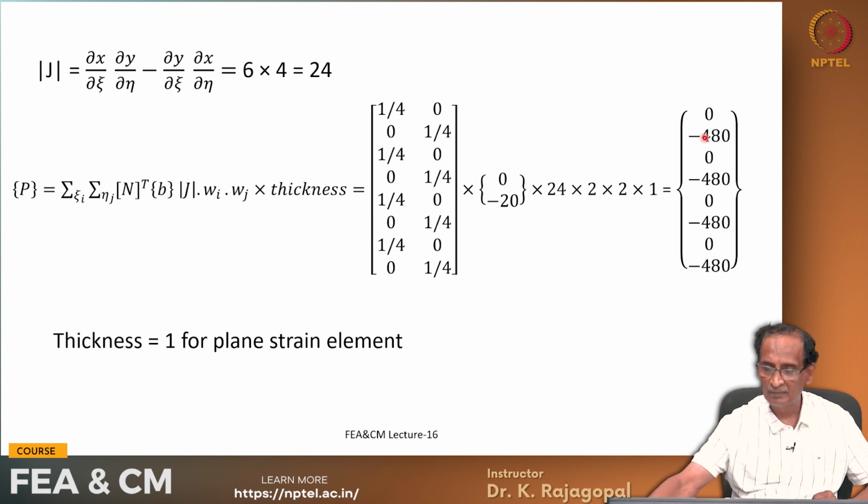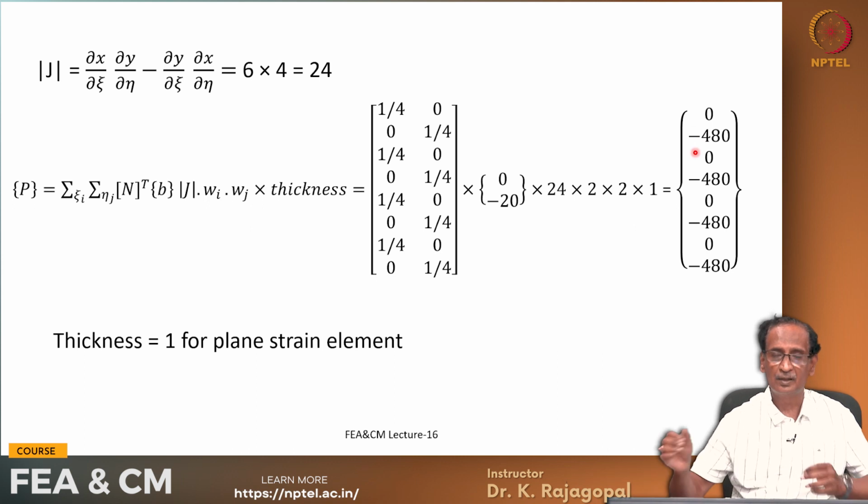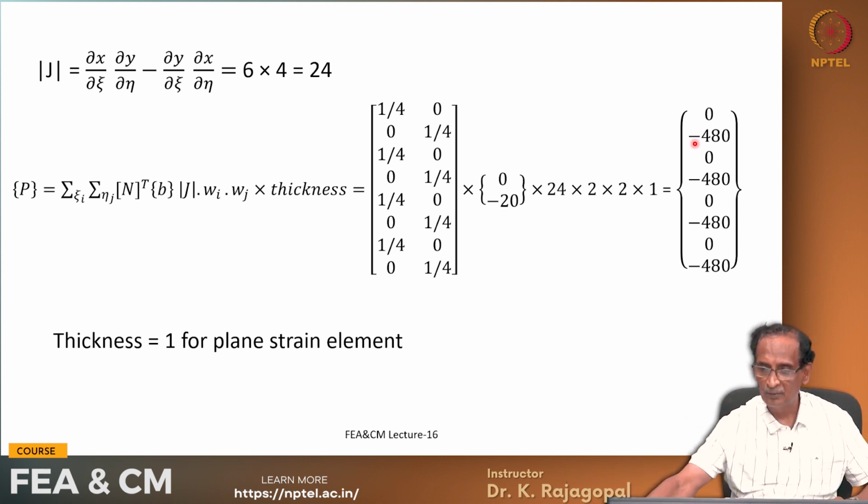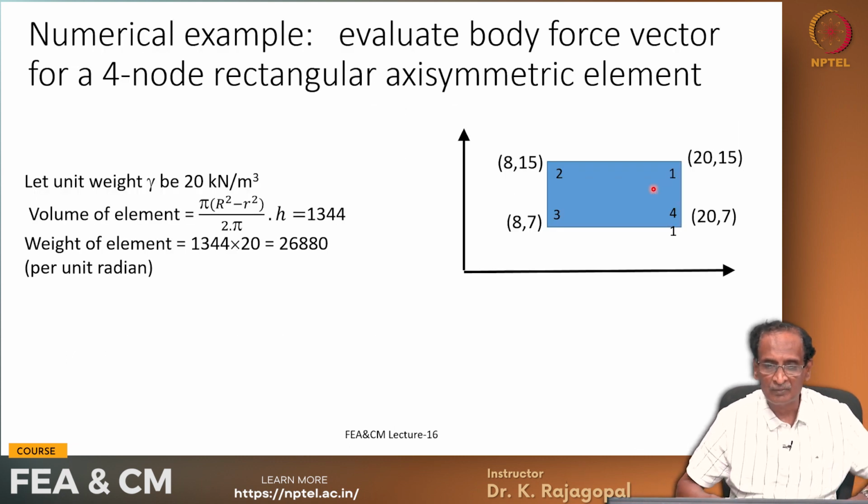So we see that the force is equally distributed between all the 4 nodes: minus 480, minus 480, minus 480, minus 480. And the thickness for the plane strain element is 1, that is what we used here.